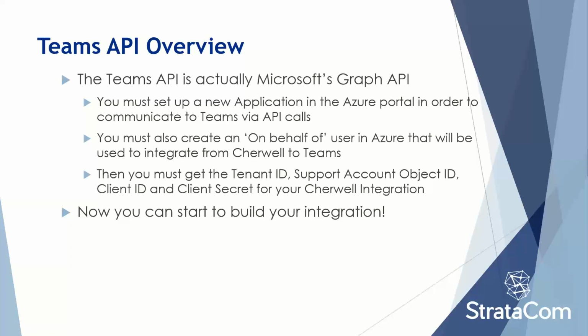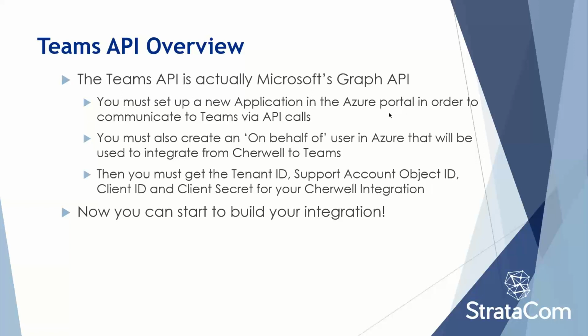I'm not sure what the limit is, but potentially you could just have one team you would send all your tickets to. That's actually the scenario I'm going to show. I just have one team. I call it my Cherwell test team that I'm sending all these tickets to. So you'll kind of see what it looks like when I do the demo.